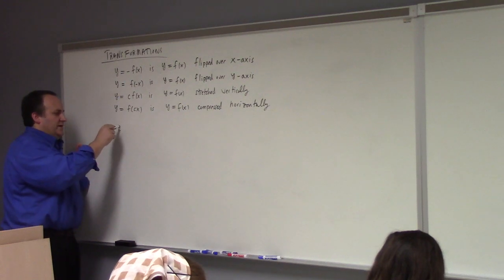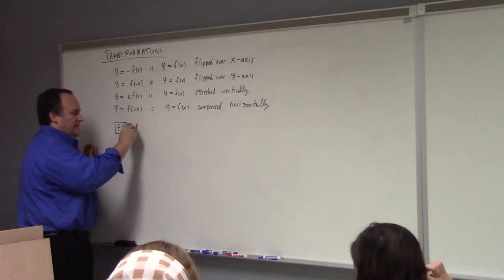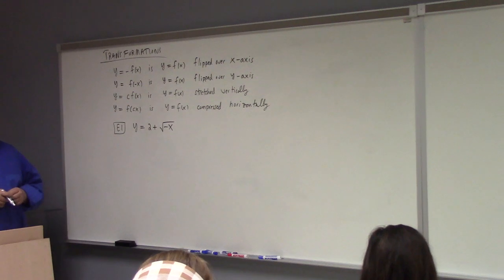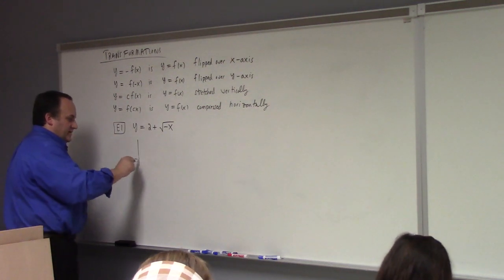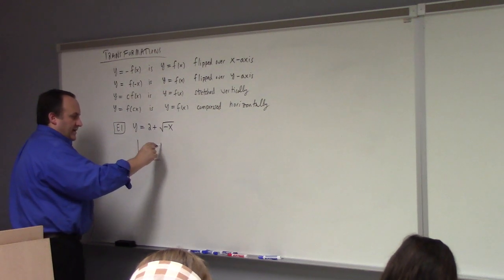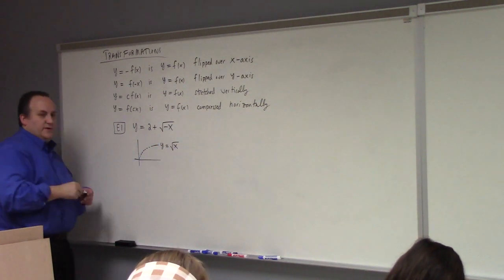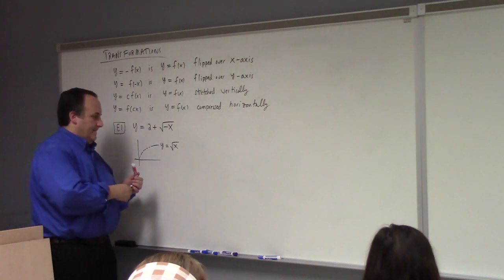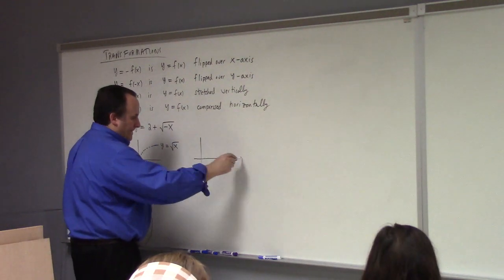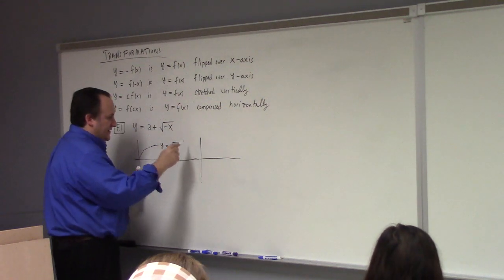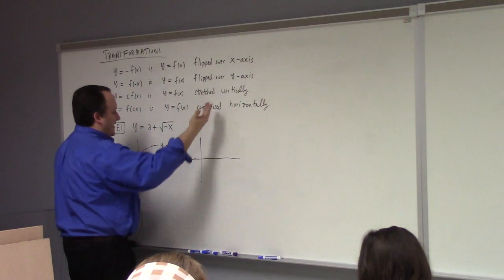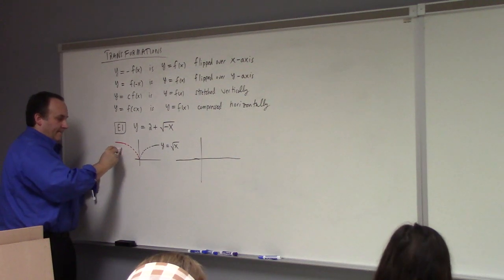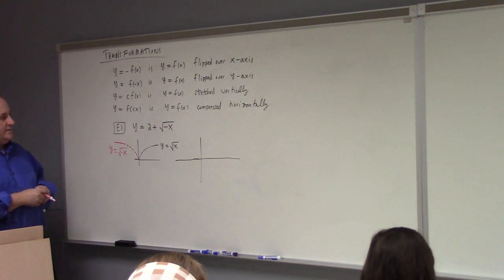So like example 1, let's start relatively simple. Y is equal to 2 plus the square root of minus x. All right. So I will start with the square root function. And then what does the square root of minus x look like? So square root of minus x, that flips it what? Over the y-axis. So it's like this guy. Okay?